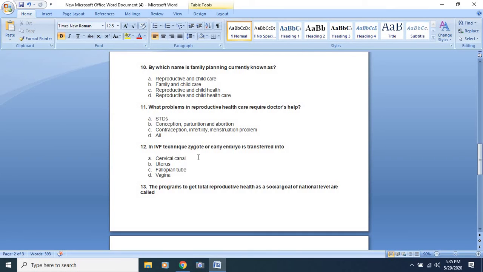Next, in the IVF technique, the zygote or early embryo is transferred into which part? So here the answer will be the fallopian tube, that is the C option.